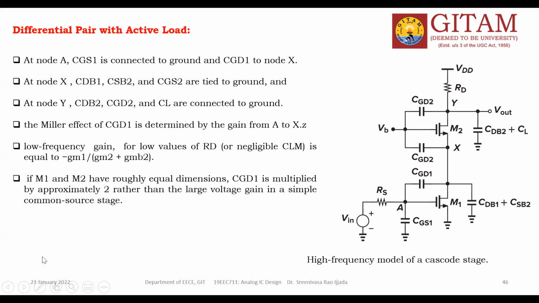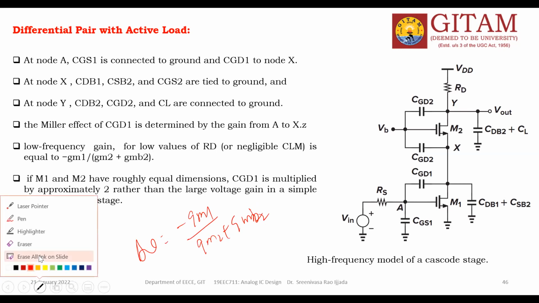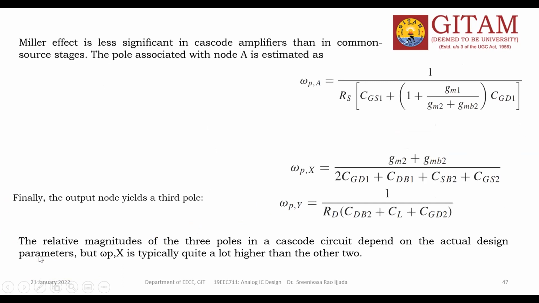The gain of this circuit, the AV, small signal gain or low frequency gain, is equal to minus GM1 by GM2 plus GMB2. It is required when you apply the Miller theorem. Miller effect is less significant in cascode amplifiers than in the common source stage. So the pole associated with node A is this, the pole associated with node X is this, and at node Y is this much.